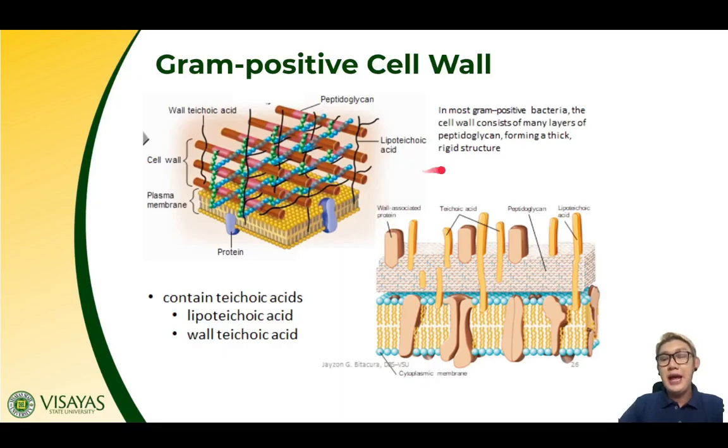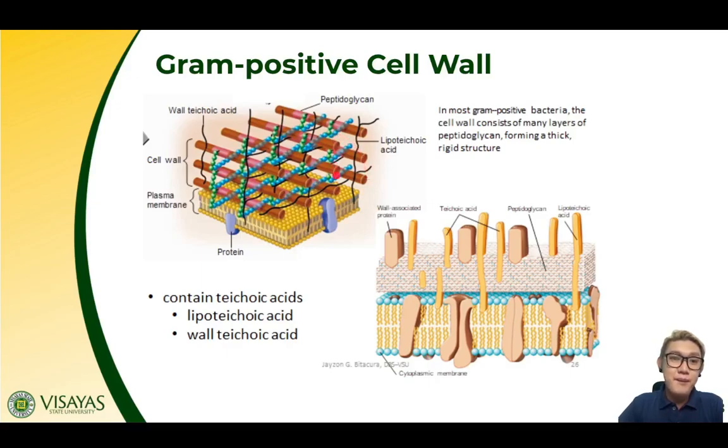Now, there are two types of cell walls in bacteria. A cell wall could be gram-positive or gram-negative. How do they differ from each other? A gram-positive cell wall has a thick layer of peptidoglycan, many layers. So they form a thick and rigid structure.